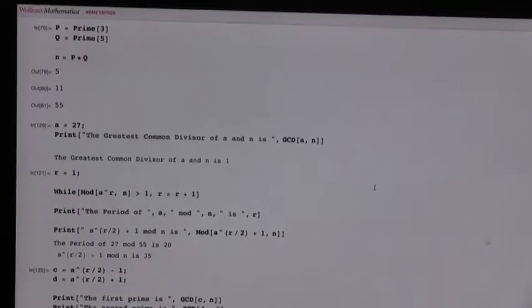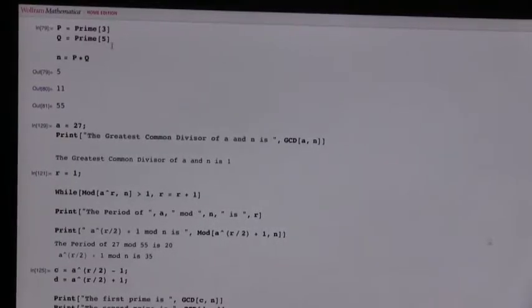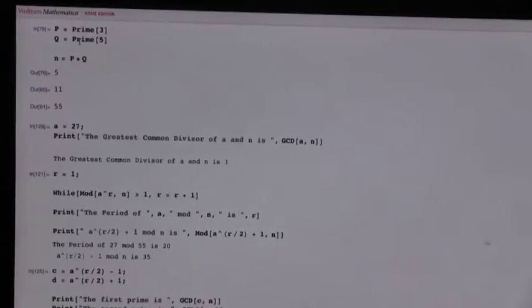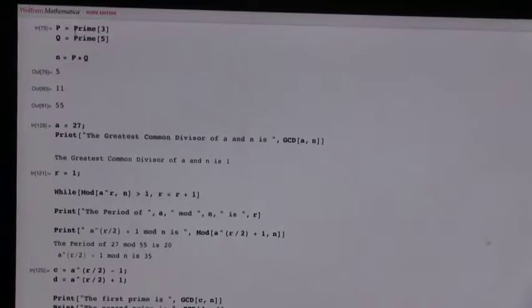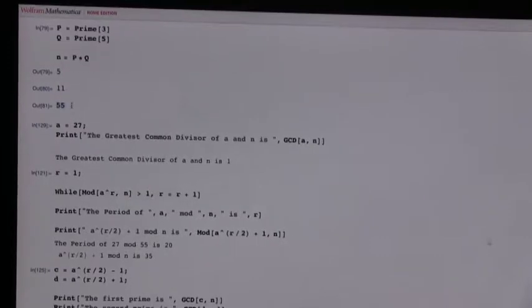Okay, so here is our little Mathematica code for Shor's algorithm. We're just going to find numbers that work. The first thing we do is take the third prime and the fifth prime. Those happen to be 5 and 11, and we multiply them together to get 55.